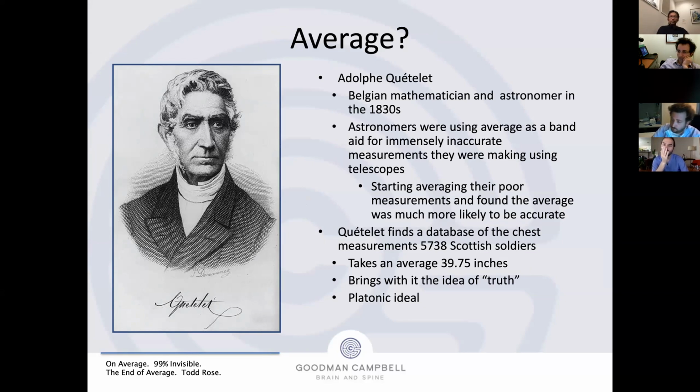Basically, astronomers were using average as an aid for the immensely inaccurate measurements they made with telescopes. They noticed that if they took 10 measurements, added them together and divided by the number of trials, they ended up with a much more accurate measurement than a single measurement. So Quetelet found a database of almost 6,000 chest measurements of Scottish soldiers and took the average, which turned out to be 39.75 inches. He thought this was the true measurement of the male chest, and anything variable from this he considered to be error. This was essentially the Platonic ideal of the male chest.